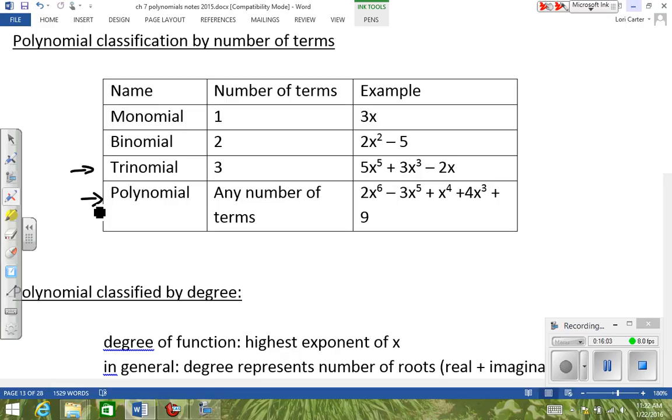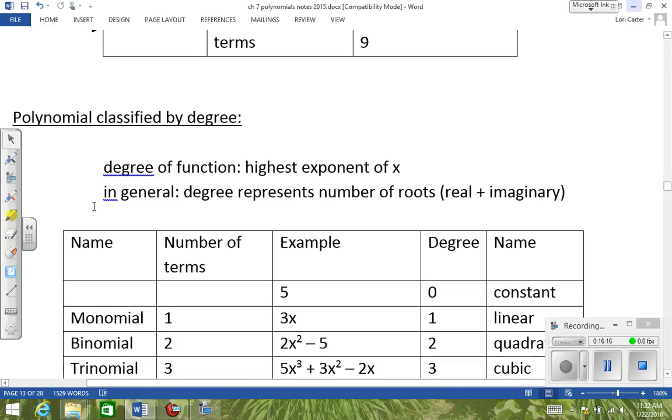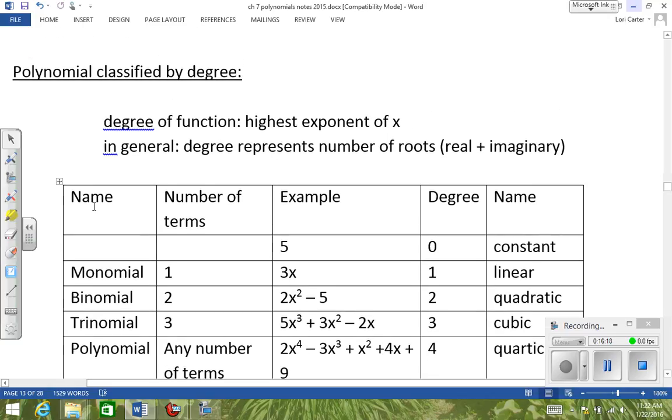Okay, you only get to put polynomial down for a type when it's more than 3. Because the 3 that have names, I want their names. Why do you want to do that? Because you have to learn them. Okay, the next classification is by degree.